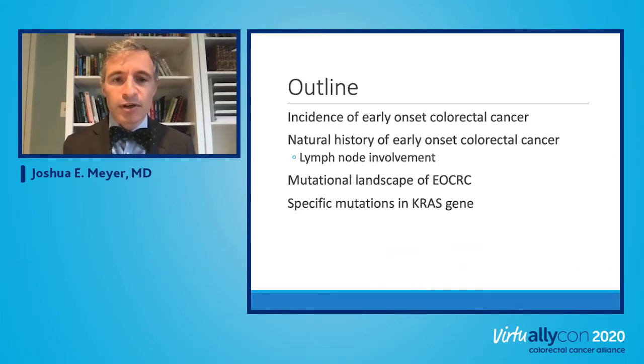We're going to start off talking a little bit about the incidence of early onset colorectal cancer, and then we're going to move into the natural history, looking particularly at the lymph node involvement of this particular disease. We'll then talk about the mutational landscape of early onset colorectal cancer, and then spend a little bit of time discussing specific mutations in a gene called KRAS.